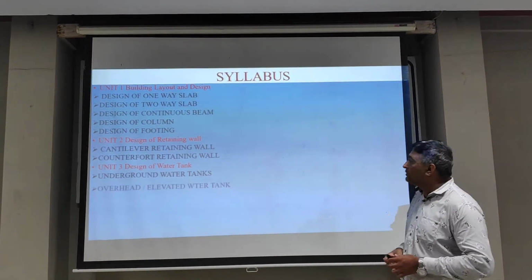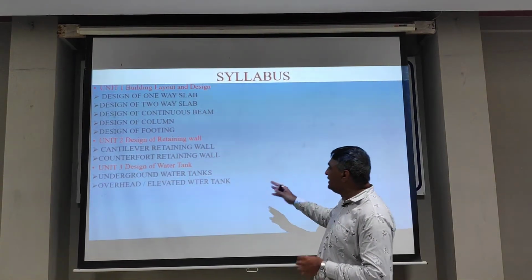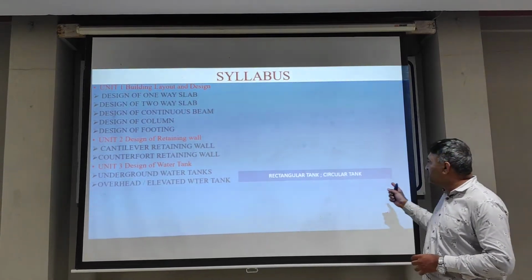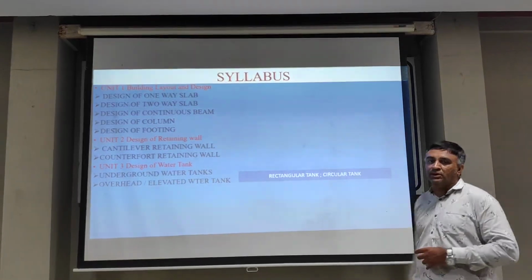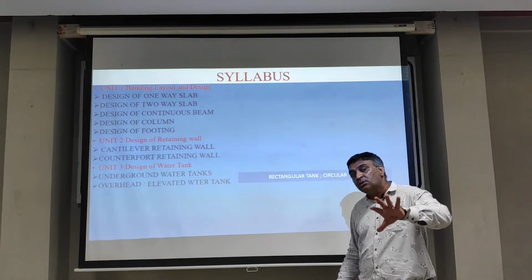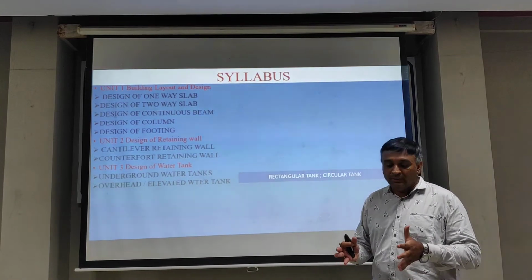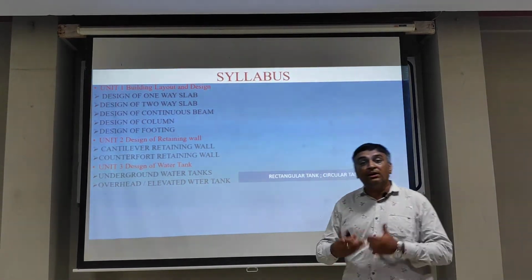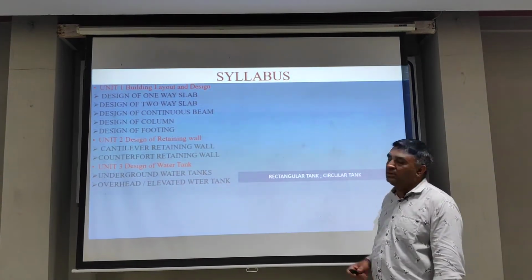You can see both of these are there: underground water tank, or overhead or elevated water tank. In both cases, there are different shapes. You can see the rectangular water tank and circular water tank. For rectangular and circular water tanks, you have to try to take the design purpose. Which size we are providing for rectangle, which size we are providing for circular, and what is the height of that wall, everything we will design in this unit.